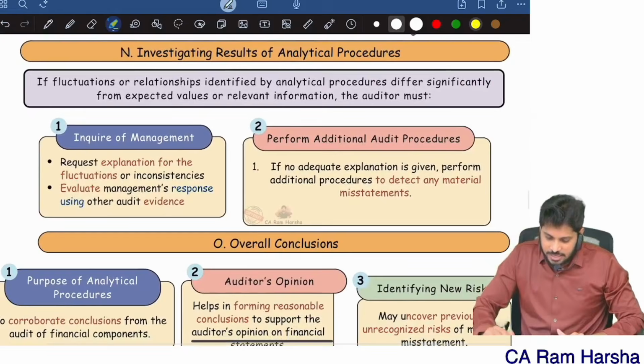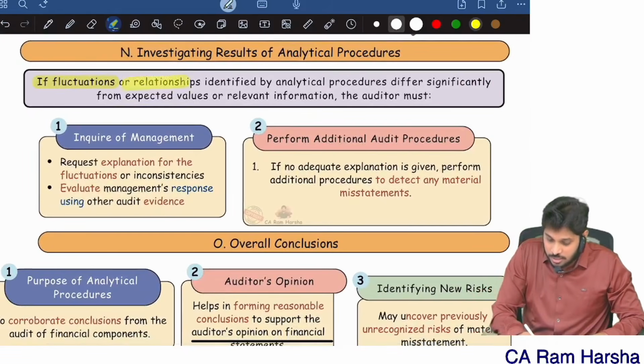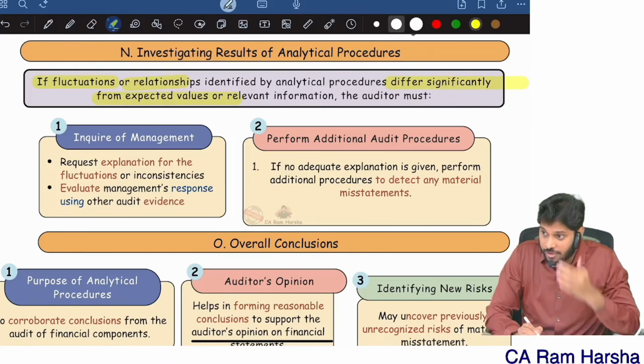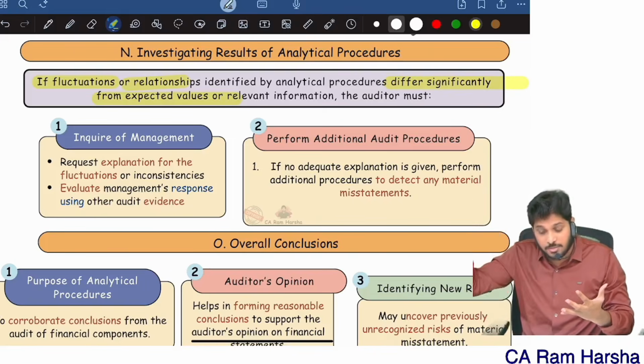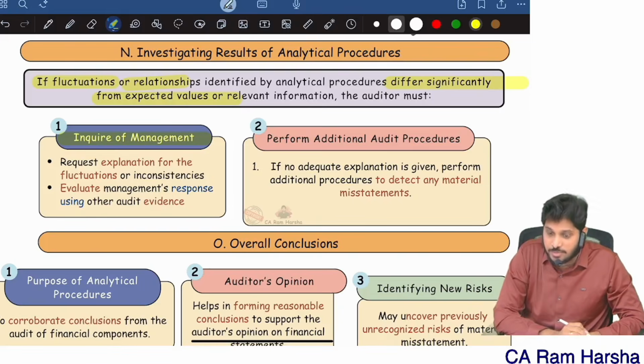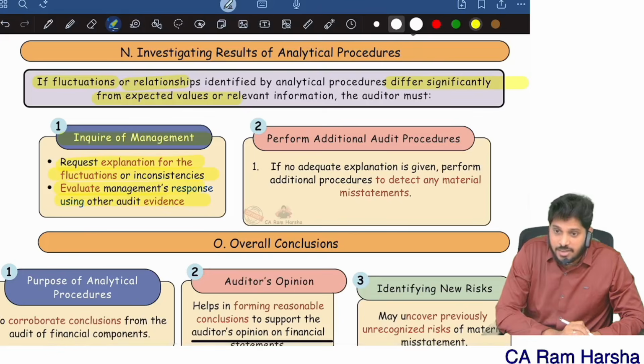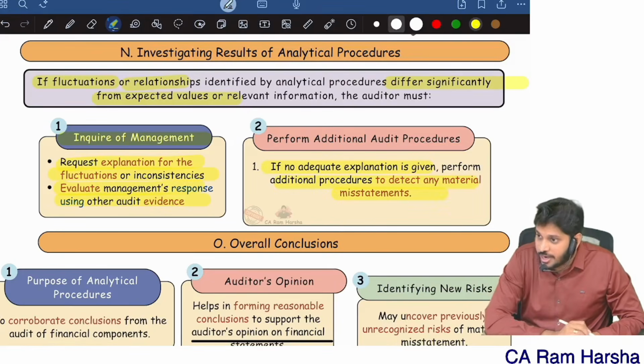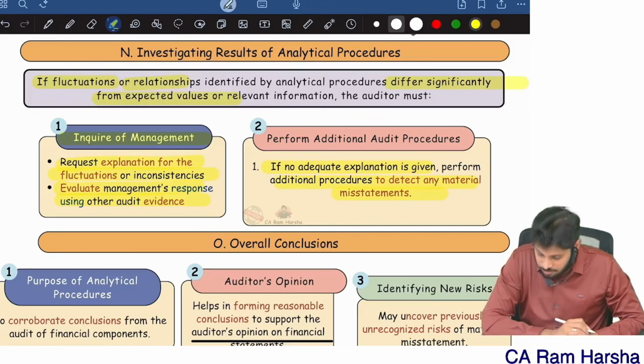Then, finally, if the auditor identifies fluctuation, relationships that differ significantly from the expected value, where the fluctuation is more than the acceptable difference, the auditor will first investigate with management. We will ask them why there is a fluctuation. We will see the response given by them. If the response is not adequate, the auditor will perform additional procedures to detect any material misstatement.